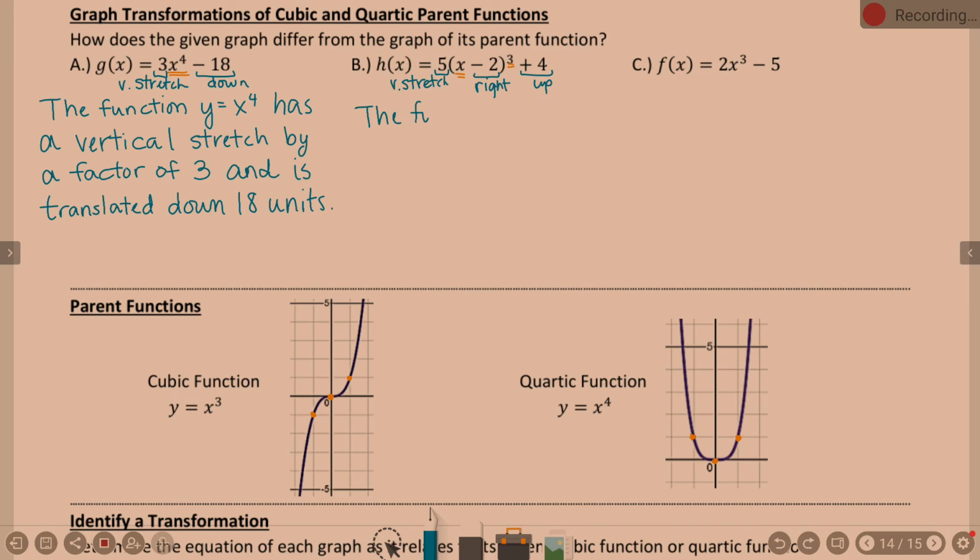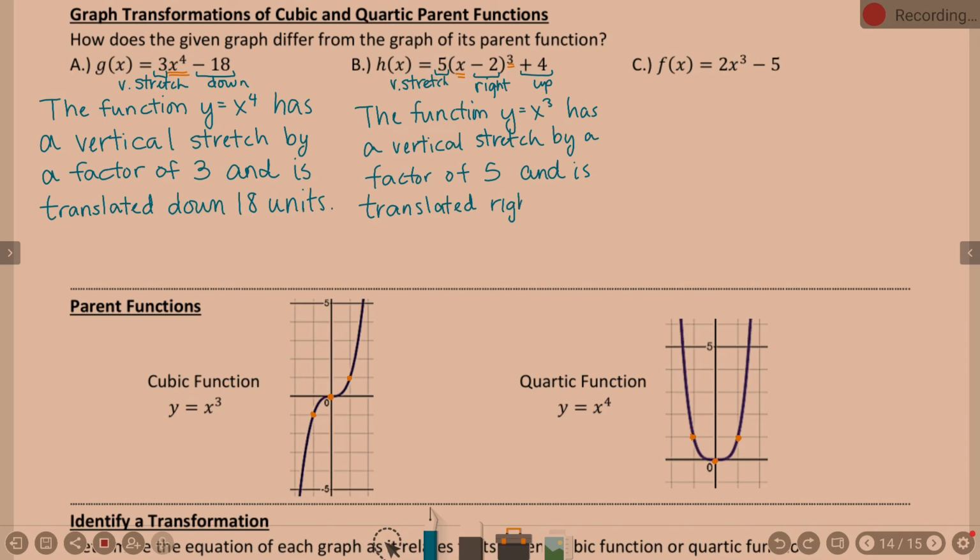The function y equals x cubed has a vertical stretch by a factor of 5 and is translated right 2 and up 4 units.